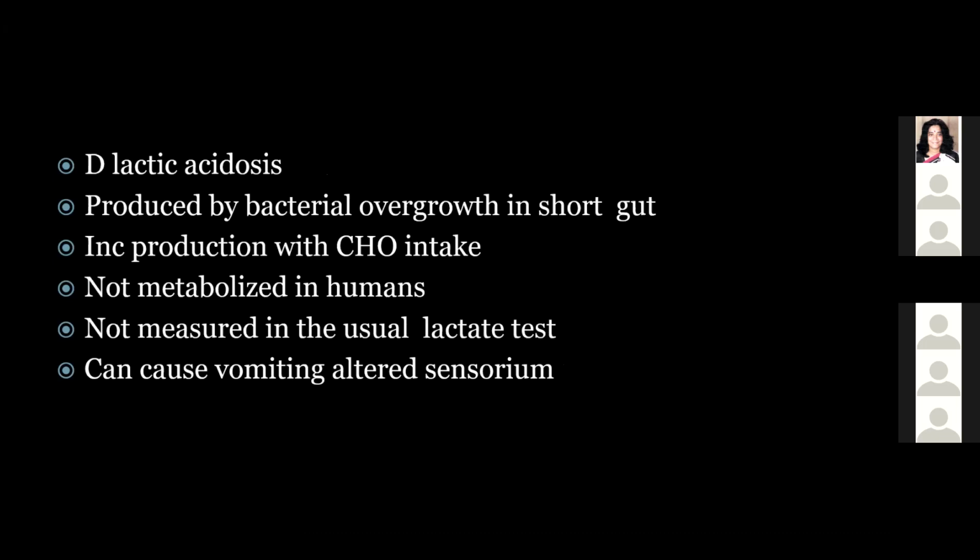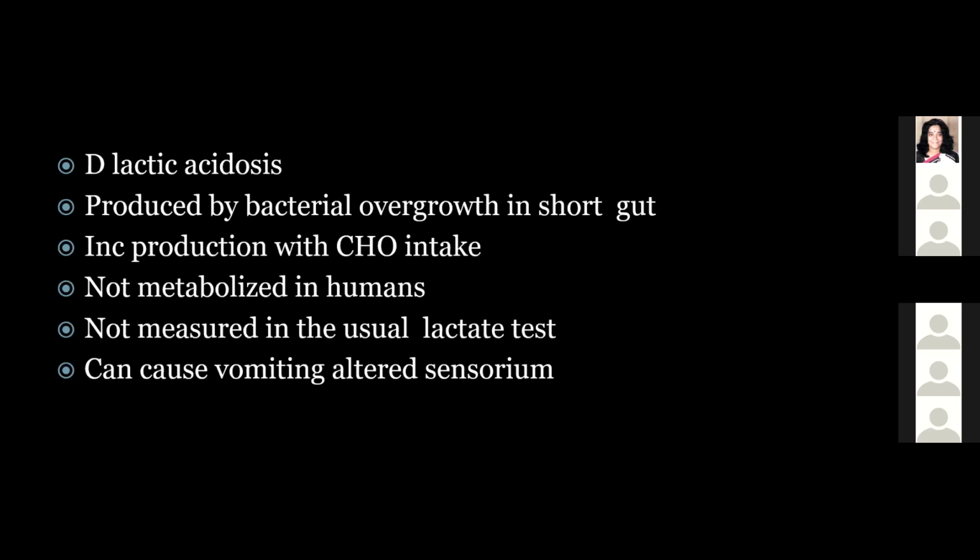Now the normal lactate we have in our blood is L-lactate, which is the levo form, which is produced in the body during your anaerobic metabolism and your glycolysis, etc. D-lactate is not produced by humans, but it is produced by bacterial overgrowth in the short gut. So whenever you have a short gut, you have a bacterial overgrowth there. And this production of D-lactate will increase whenever the carbohydrate intake is high. And this D-lactate cannot be metabolized by humans, so it has to get excreted in the urine.